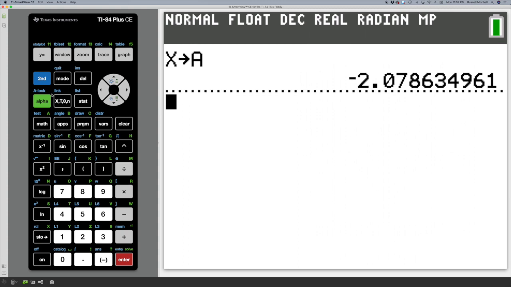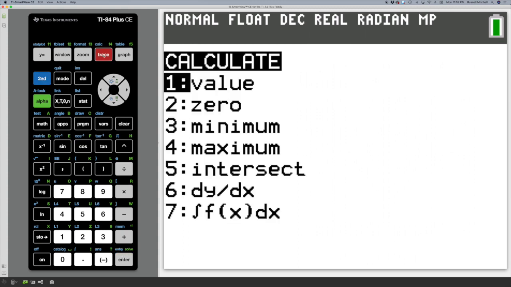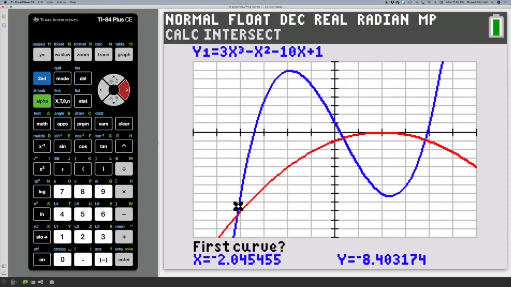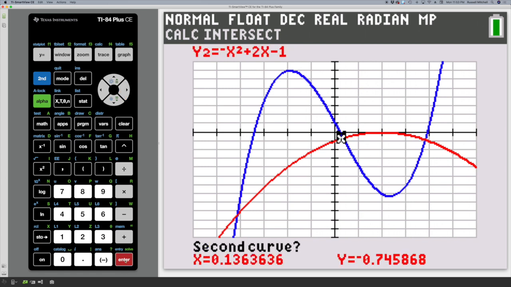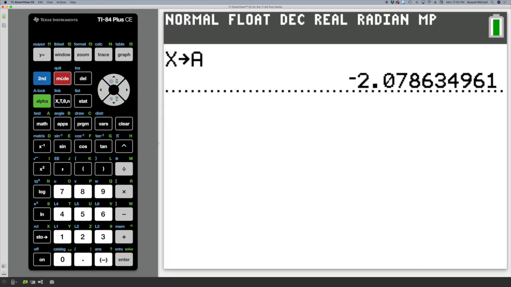Then go back and press second, trace again, and select number 5 for intersect. This time we're going to get that second intersection point, so I'm just going to get close to that one. Then press enter, enter, and the guess is just next to it. And this is 0.1678, so that's 0.168. Again, go to the home screen, take that x, and store it as alpha B.